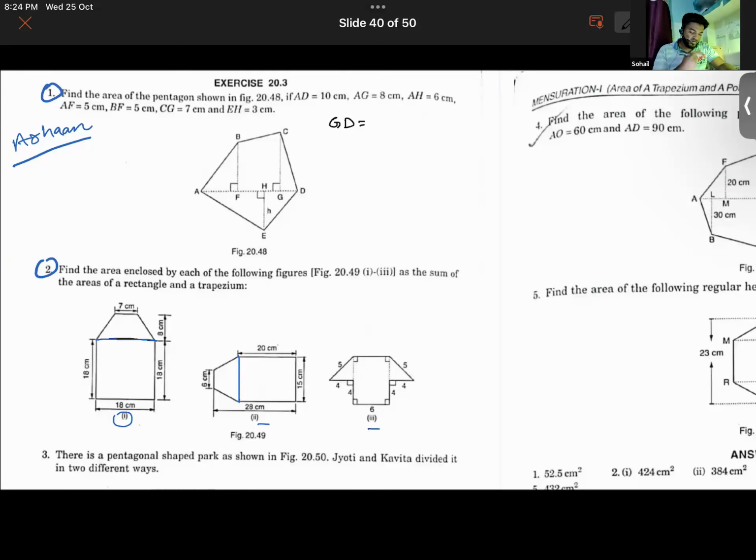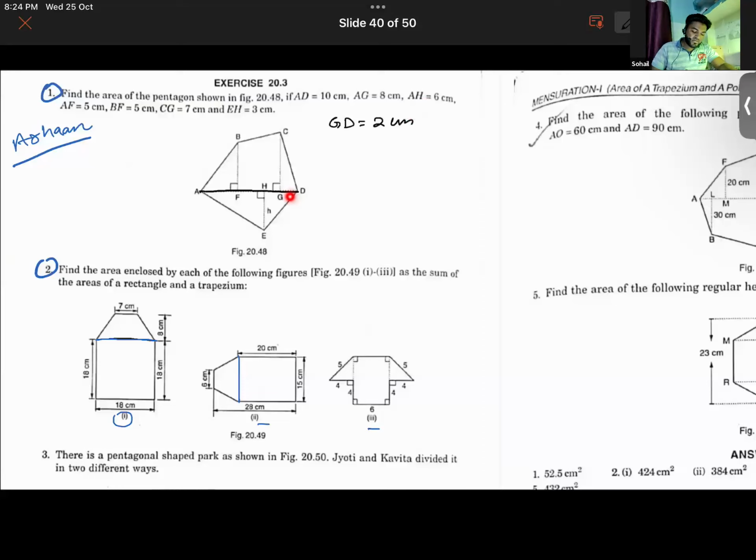Okay, I will come to your solution. Let me see the first one. So in the first one, we need to find the area of this whole figure in which the measurements of the sides are given as follows. AD is measuring 10 centimeter and AG, look at the arrows I'm pointing, is given as 8 centimeter. I will not be writing too much because the figure will become complicated. So GD will measure 2 centimeter, right?